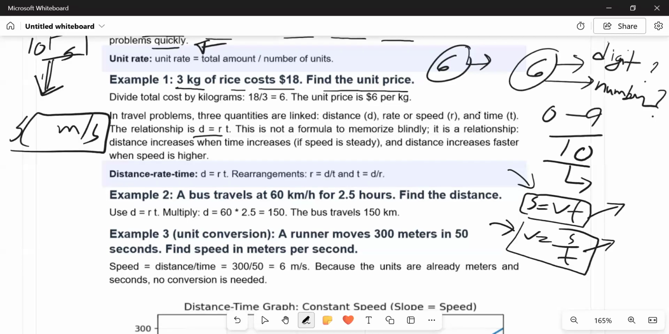Yeah, Roya, go ahead. Maybe that the denominator cannot be 0. That is true. The denominator cannot be 0 because it will be undefined. But there is another condition.